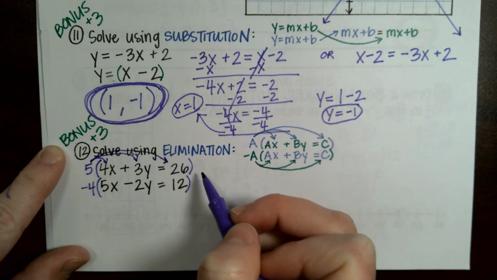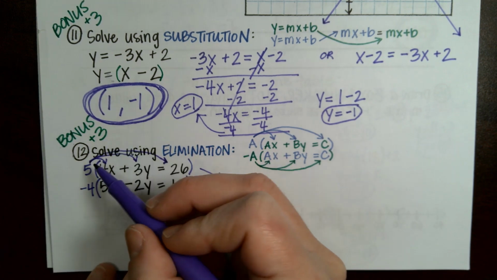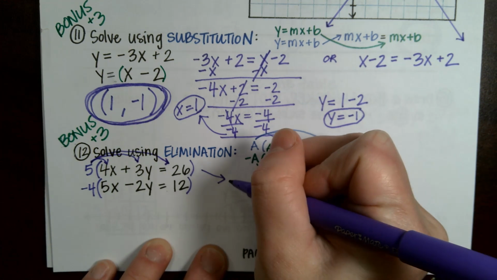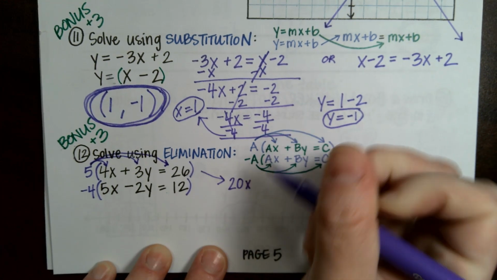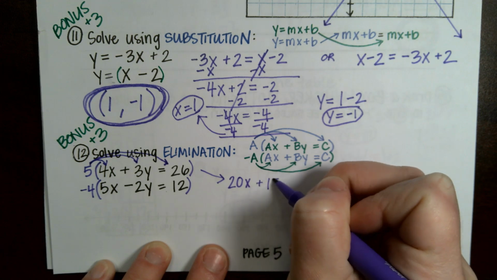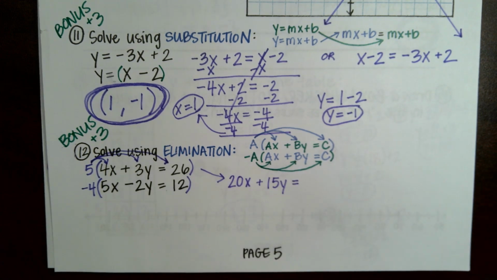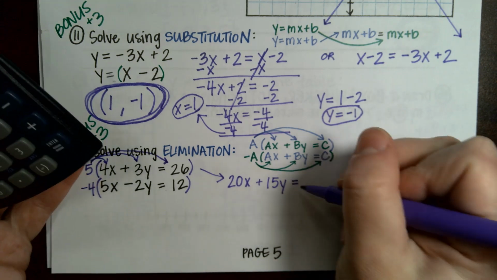Okay, so let's write our new equations down here. What is 5 times 4x? 20x. What is 5 times 3y? 15y. And what is 26 times 5? 130. Yeah, 130.